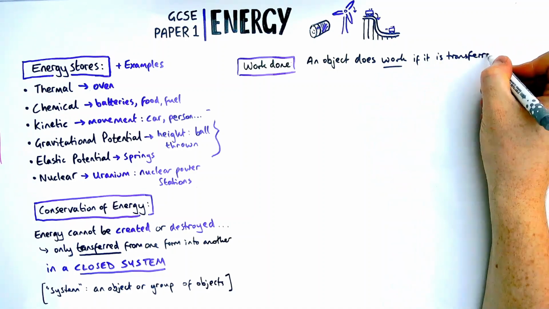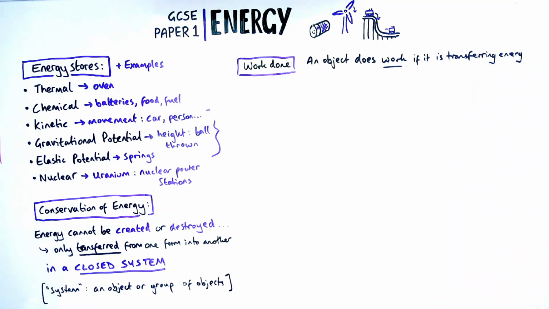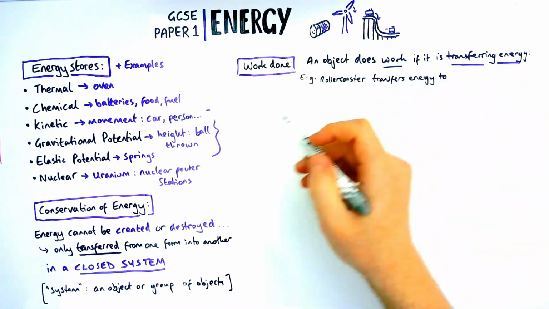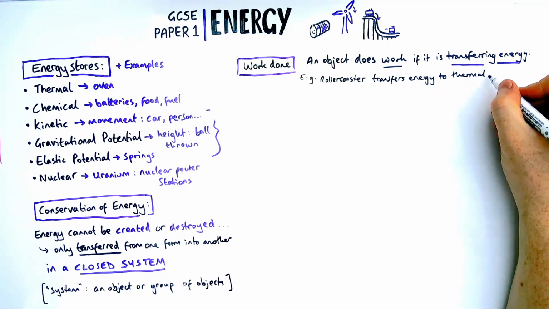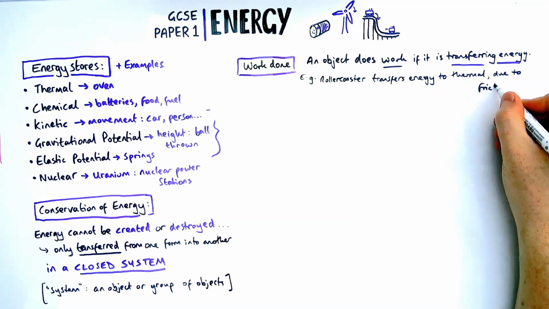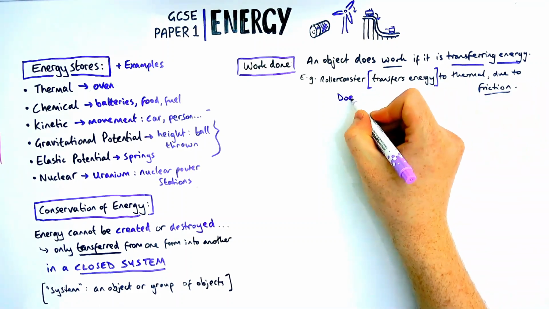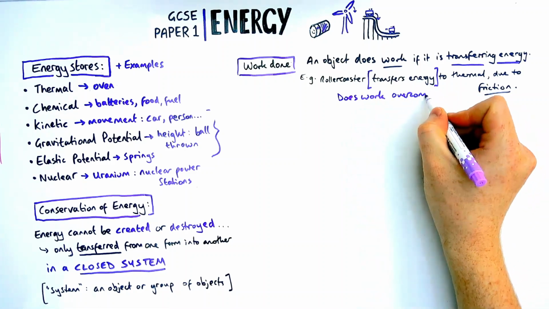An object or system is said to be doing work if it is transferring energy. So for example, our roller coaster earlier was transferring energy to the thermal energy store due to friction. You could also say it's doing work overcoming friction. It means the same thing.